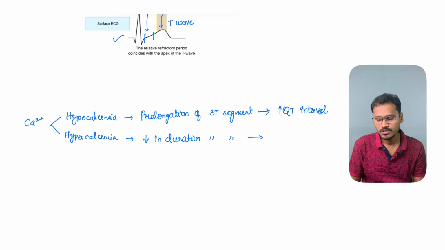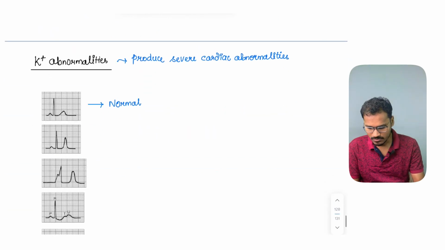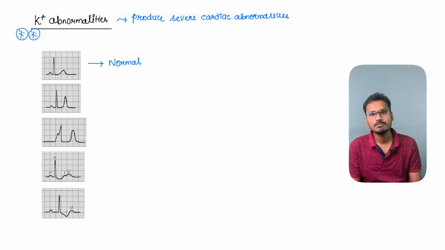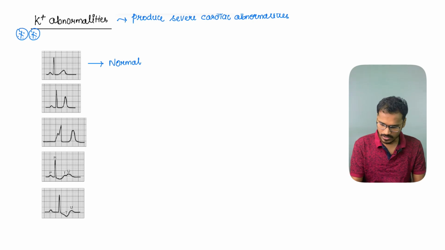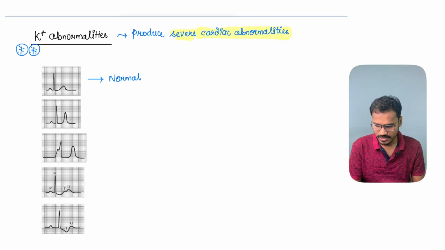What will happen to the QT interval? Obviously, there is a decrease in the QT interval duration. Calcium levels can cause significant changes, but still it is not as dangerous as potassium levels. So last, coming to the potassium levels, it is very important in every patient of any hypo as well as hyperkalemia. The ECG changes are very important because they can cause severe arrhythmias if untreated. They can produce severe cardiac abnormalities in comparison to any other ions.